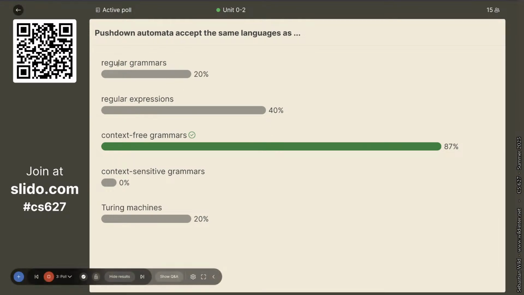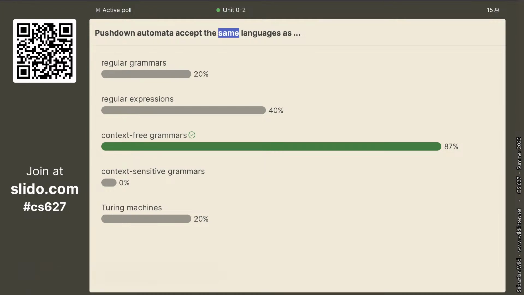Right, so regular grammars are a subset of context-free grammars. No, it says the same languages, right? So they accept all of the regular languages, but more. The formal argument would be the pumping lemma, but we're really digressing into a different module that we shouldn't.